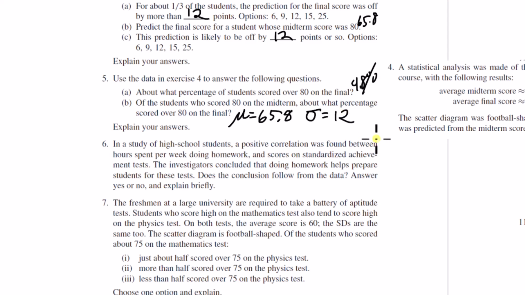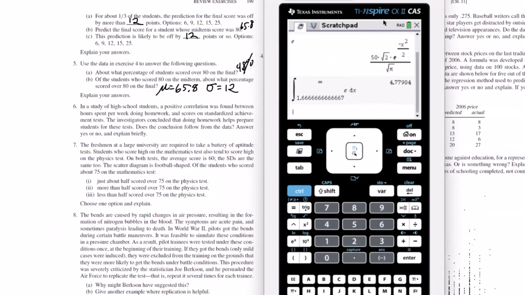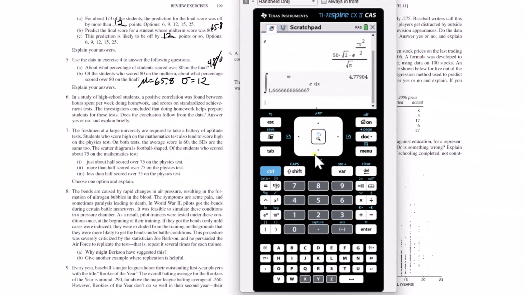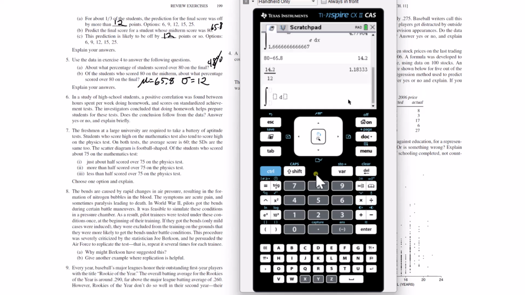So now we say, okay, what percentage scored over 80 on the final? So this is what we did in the last section. We're treating the strips like they're normally distributed. So 80 minus 65.8 divided by 12. There's the z-score. So we do this to infinity. Okay, 11.8%.